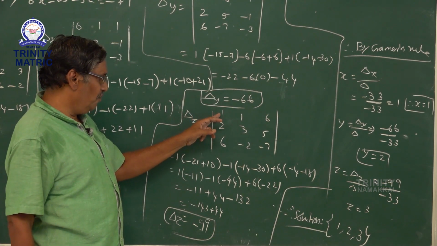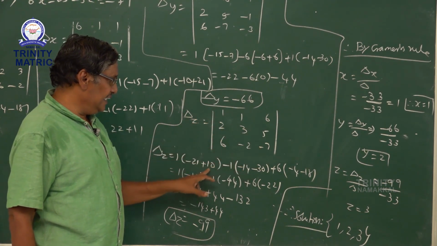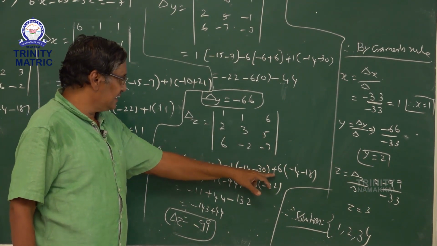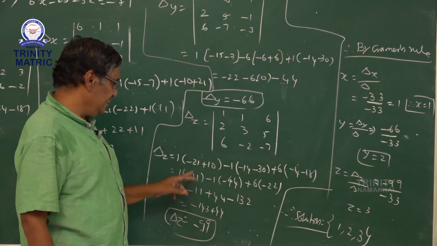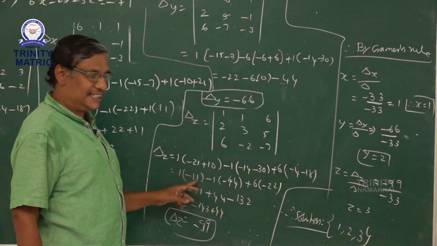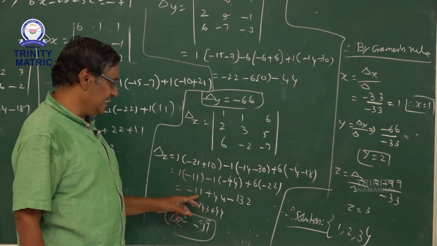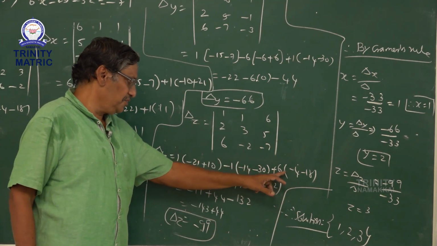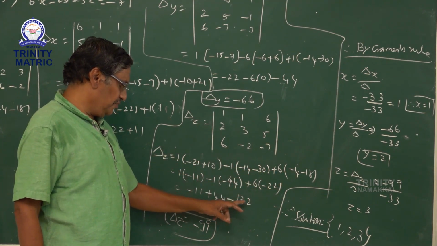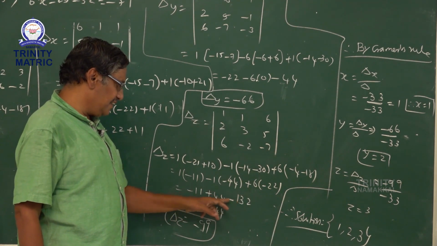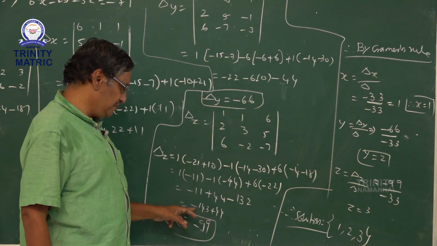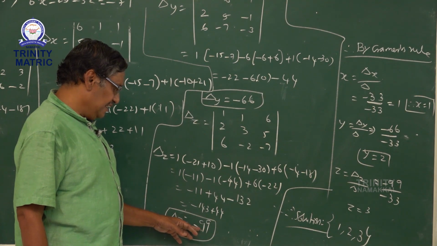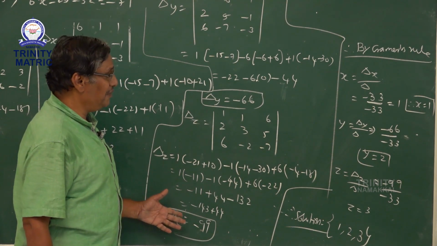Then you have to find the value 1 minus 21 plus 10. Likewise, minus 1 minus 14 minus 30 plus 6 minus 4 minus 18 minus 21 plus 10 minus 11. 1 into minus 11 minus 11, minus 44 into minus 1 plus 44. 6 minus 22. 6 into minus 22, minus 132. These are both negative sign. You have to add 132, 11, 143. That is minus 143 plus 44. Minus 143 plus 44, what you can get? Minus 99.